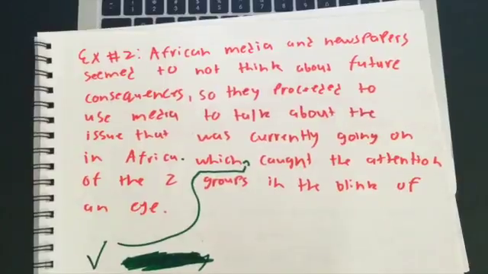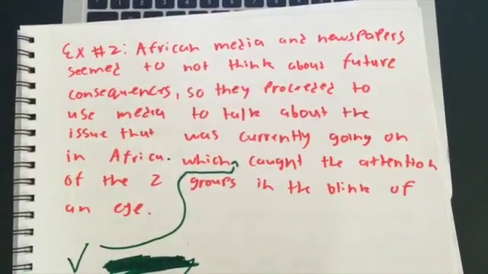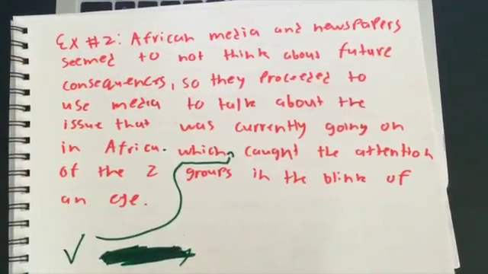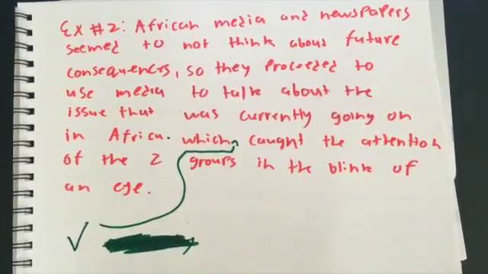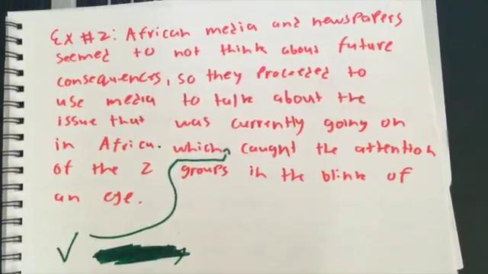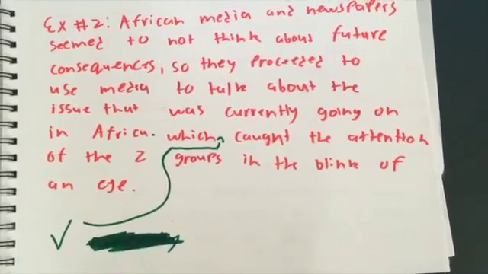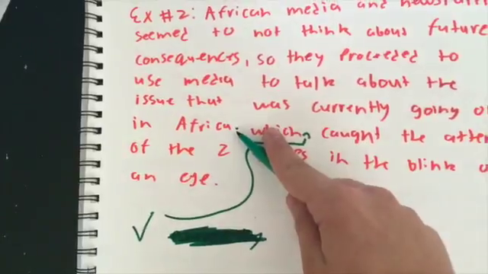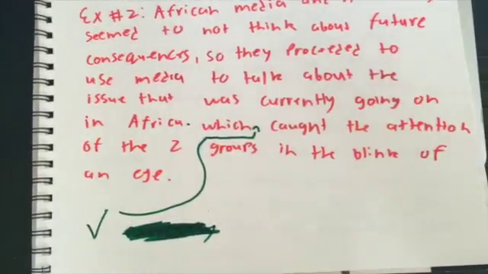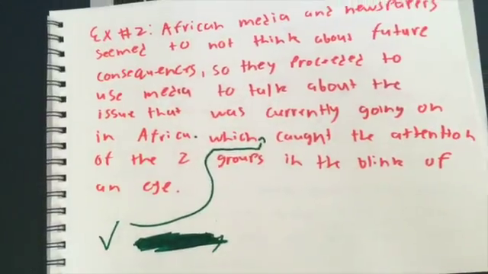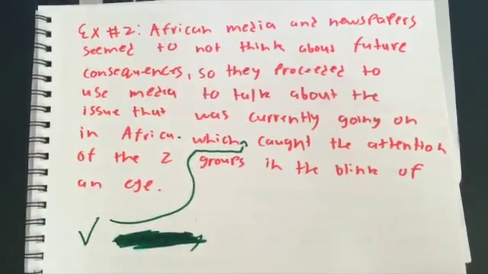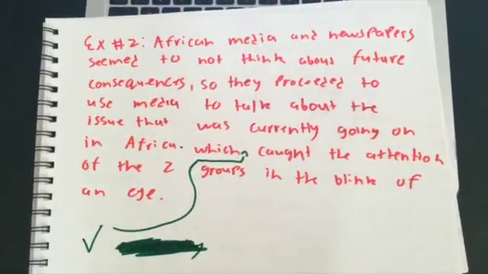Here's another example of the same thing. "African media and newspapers seem to not think about future consequences, so they proceeded to use media to talk about the issue that was currently going on in Africa, which caught the attention of the two groups in the blink of an eye." If this period wouldn't be there to separate the sentences, it would be a mess. Clearly, I added this period so that I could separate the two sentences and form them in order for it to sound better.